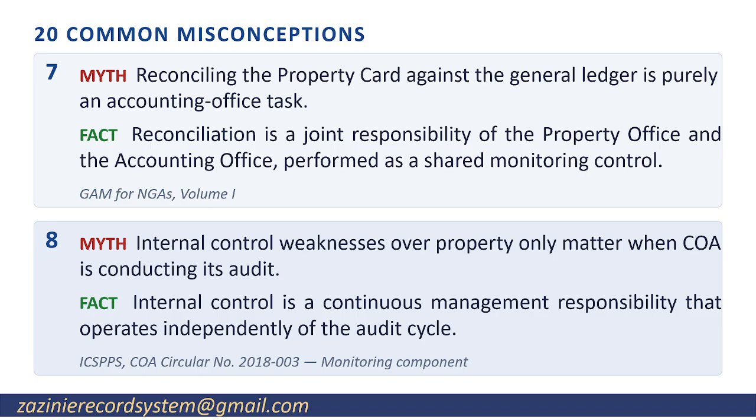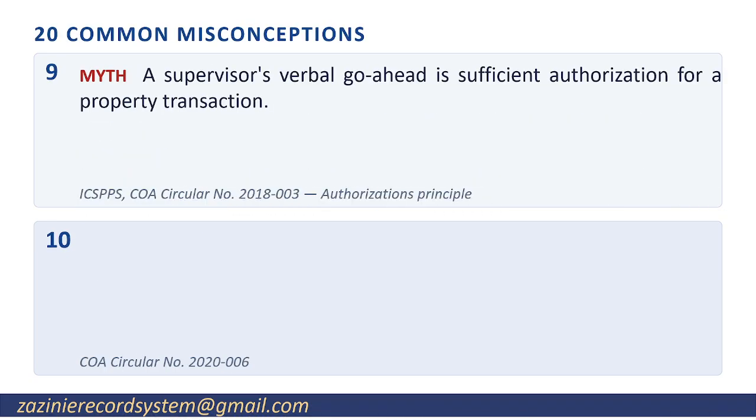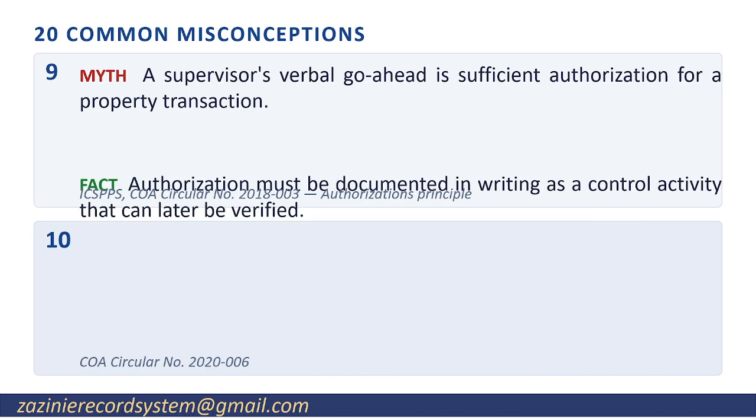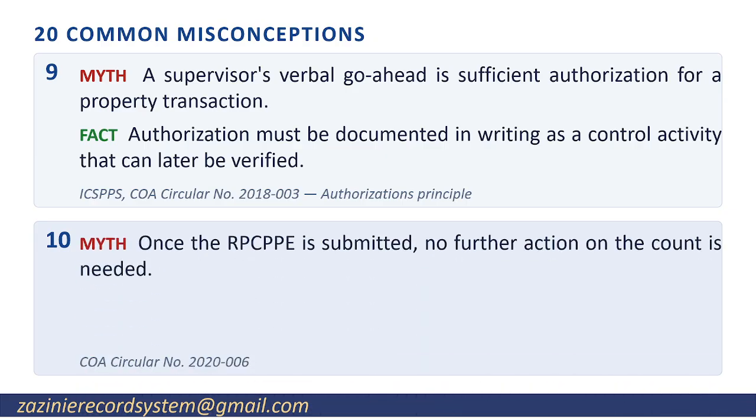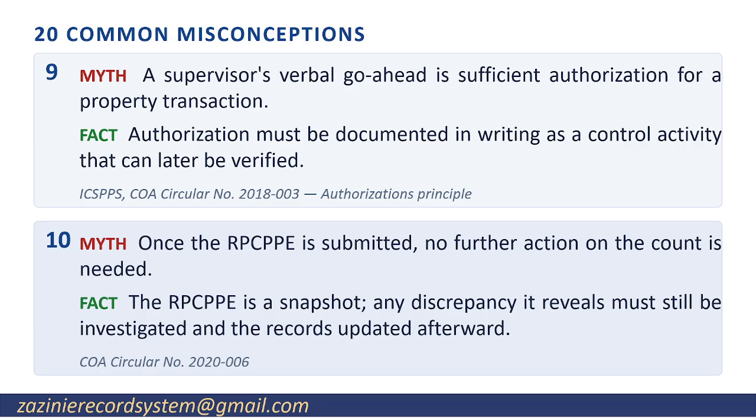Next slide. 20 common misconceptions. Number 9. Myth. A supervisor's verbal go-ahead is sufficient authorization for a property transaction. Fact. Authorization must be documented in writing as a control activity that can later be verified. Number 10. Myth. Once the RPCPPE is submitted, no further action on the count is needed. Fact. The RPCPPE is a snapshot. Any discrepancy it reveals must still be investigated and the records updated afterward. Next slide.